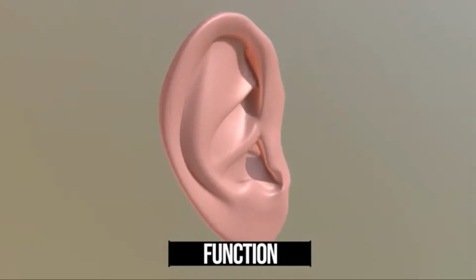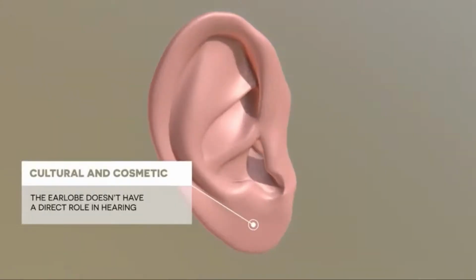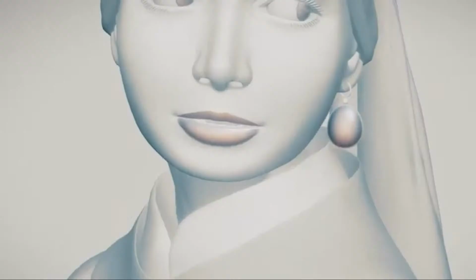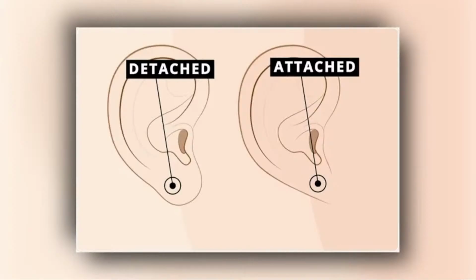Function. Cultural and cosmetic. The earlobe doesn't have a direct role in hearing. Its significance is more cultural and cosmetic, often being a site for jewelry, earrings, and body modification. Genetic marker. The characteristic of having attached or detached earlobes is a commonly cited example of a simple genetic trait. Middle ear.